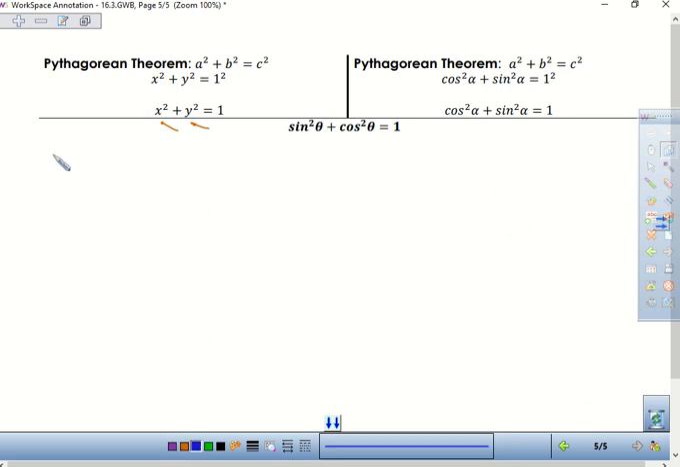So the first one says sine of 45. Now, when you're doing this homework, it's a lot easier to have your unit circle out. So do you guys want to take a second to get out your pink unit circle sheets?